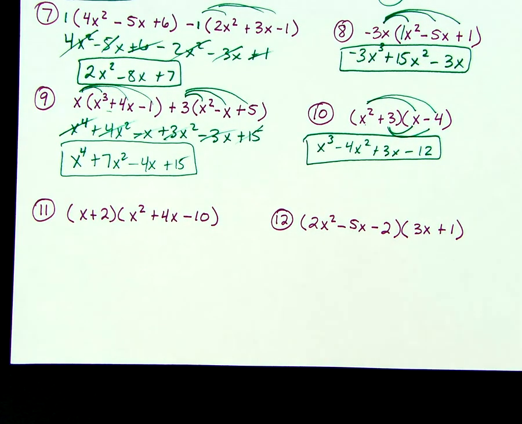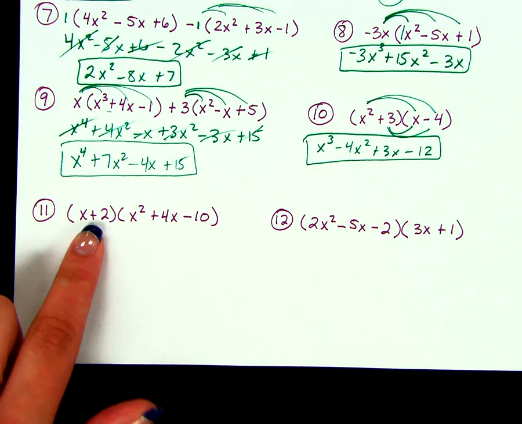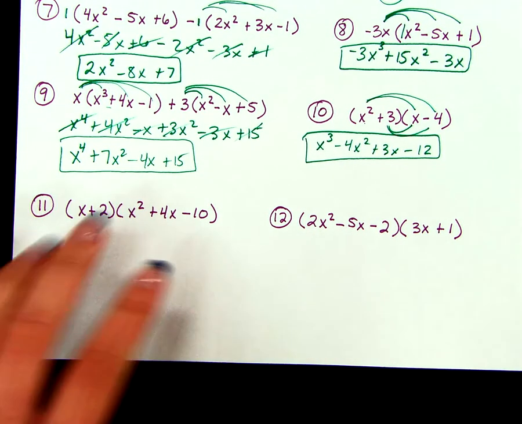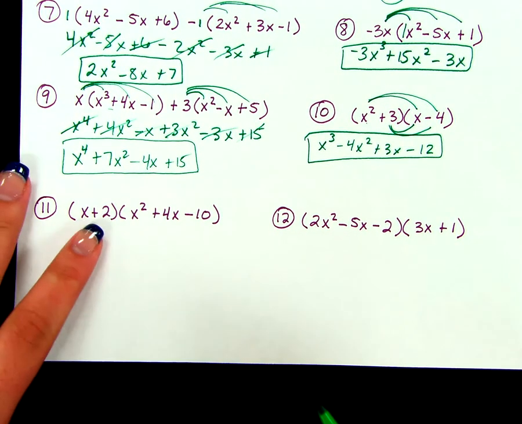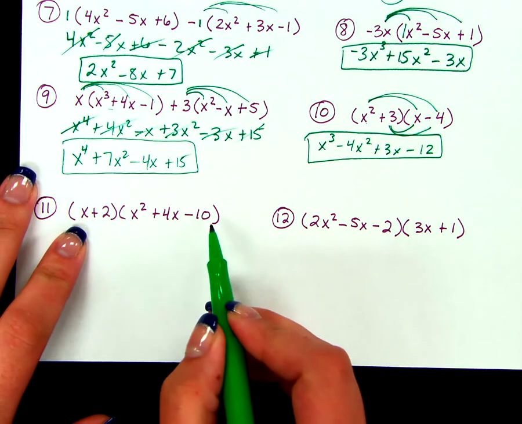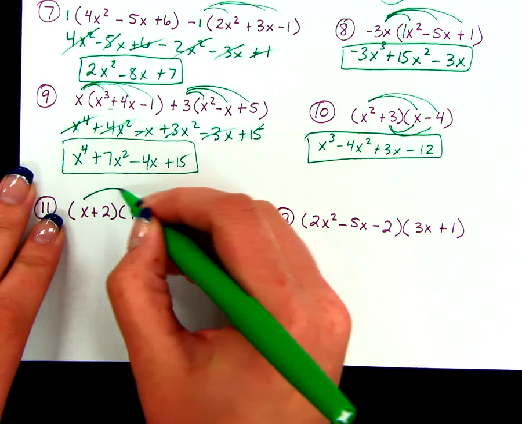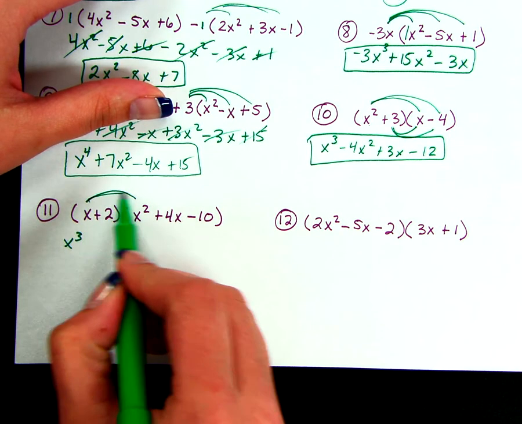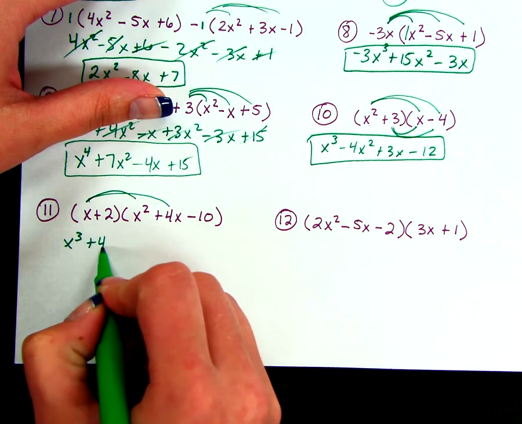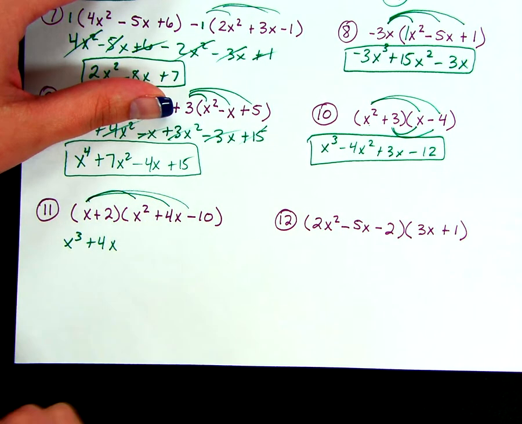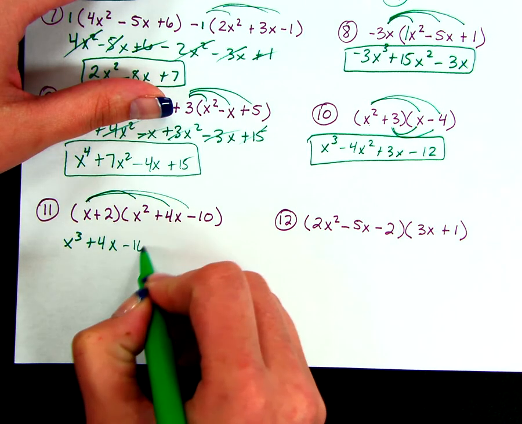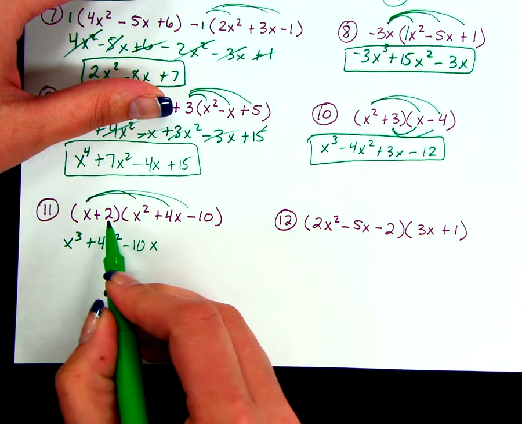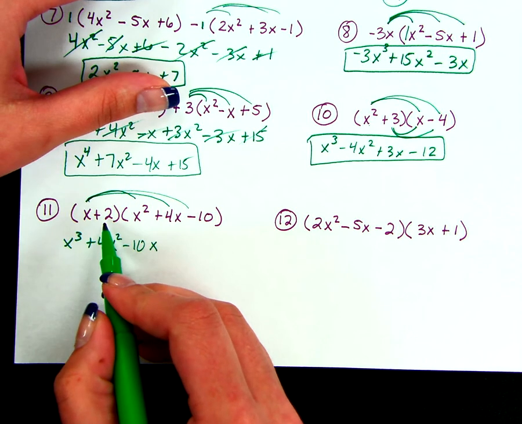All right, next problem, same thing, we're multiplying a binomial by a trinomial. So we're just distributing. So in my first group, I'm going to start with the first term, and I'm going to multiply it to every term in the second group. So x times x squared is x cubed. X times 4x is 4x squared. X times negative 10 is negative 10x. And then I'm going to go to my second term in that first group, and I'm going to do the same thing.